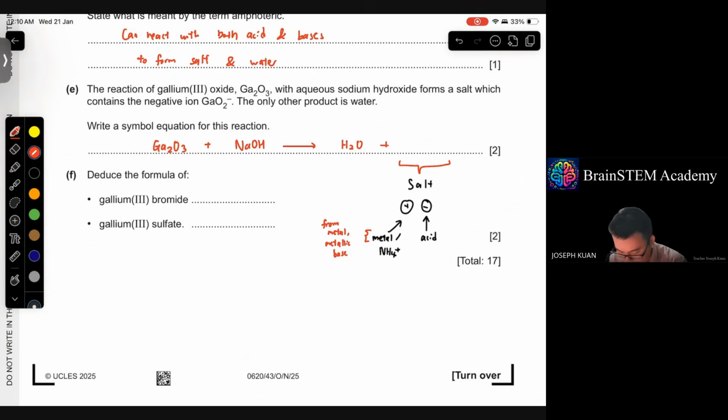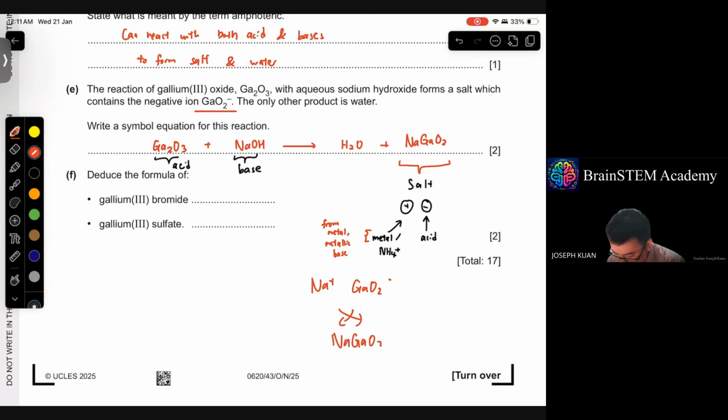So from here, the relationship is that sodium hydroxide is acting as a base right now, and this gallium trioxide is currently behaving like an acid. So from the idea of that, we know that the cation is Na plus coming from the base, and they told us already the anion is GaO2 minus. So how do I get this formula? Na plus, GaO2 minus, I swap the numbers, plus 1, minus 1. I swap, I get 1-to-1 ratio.